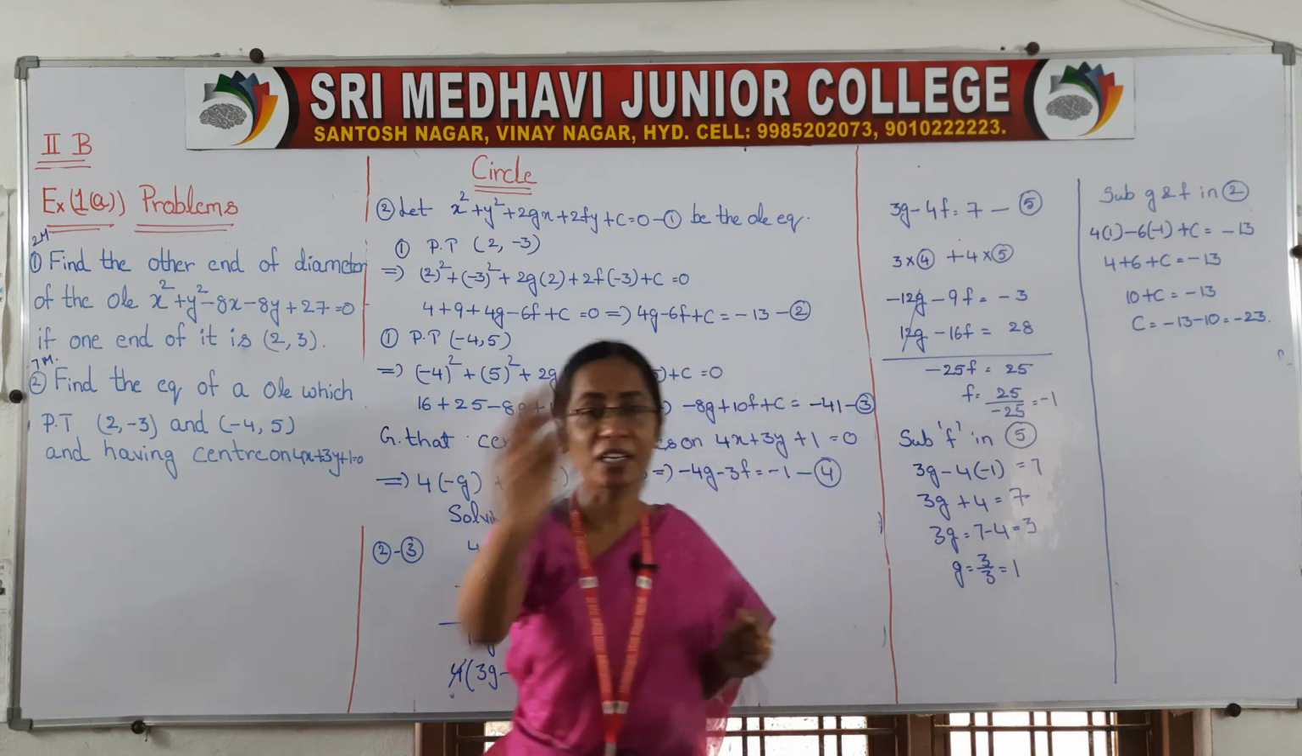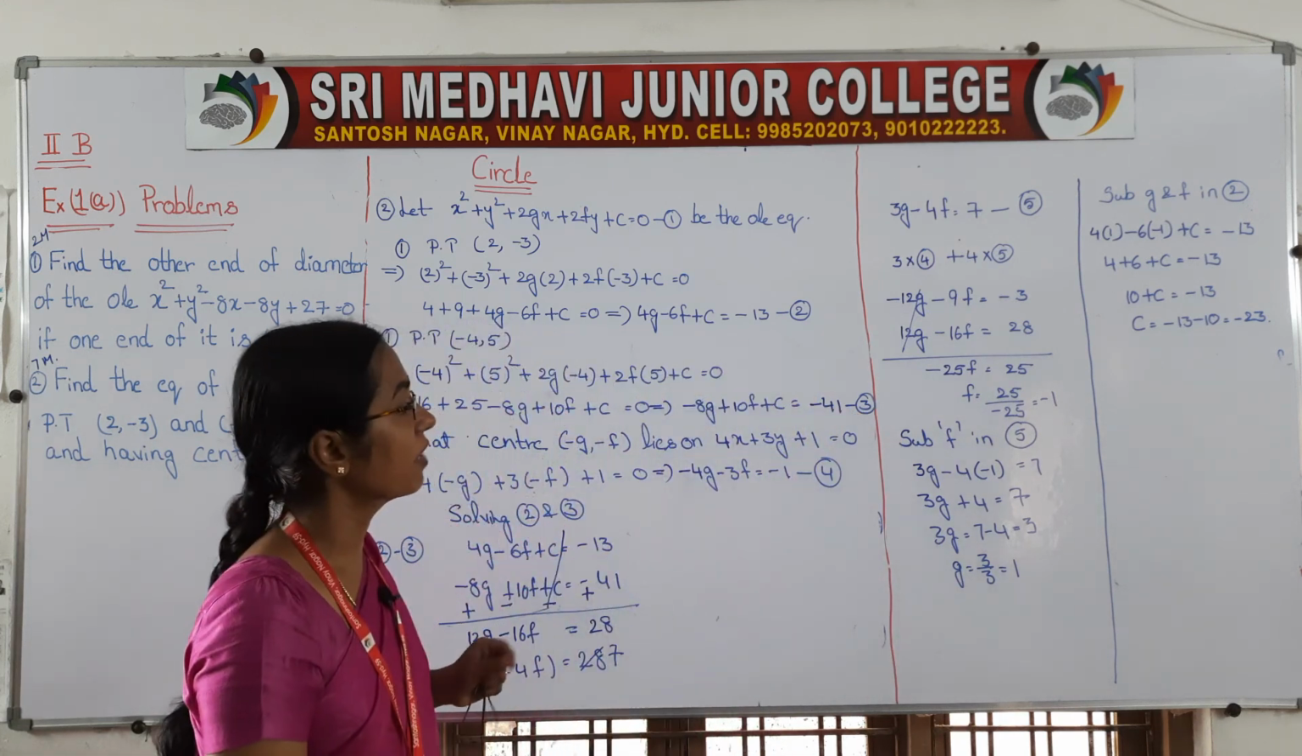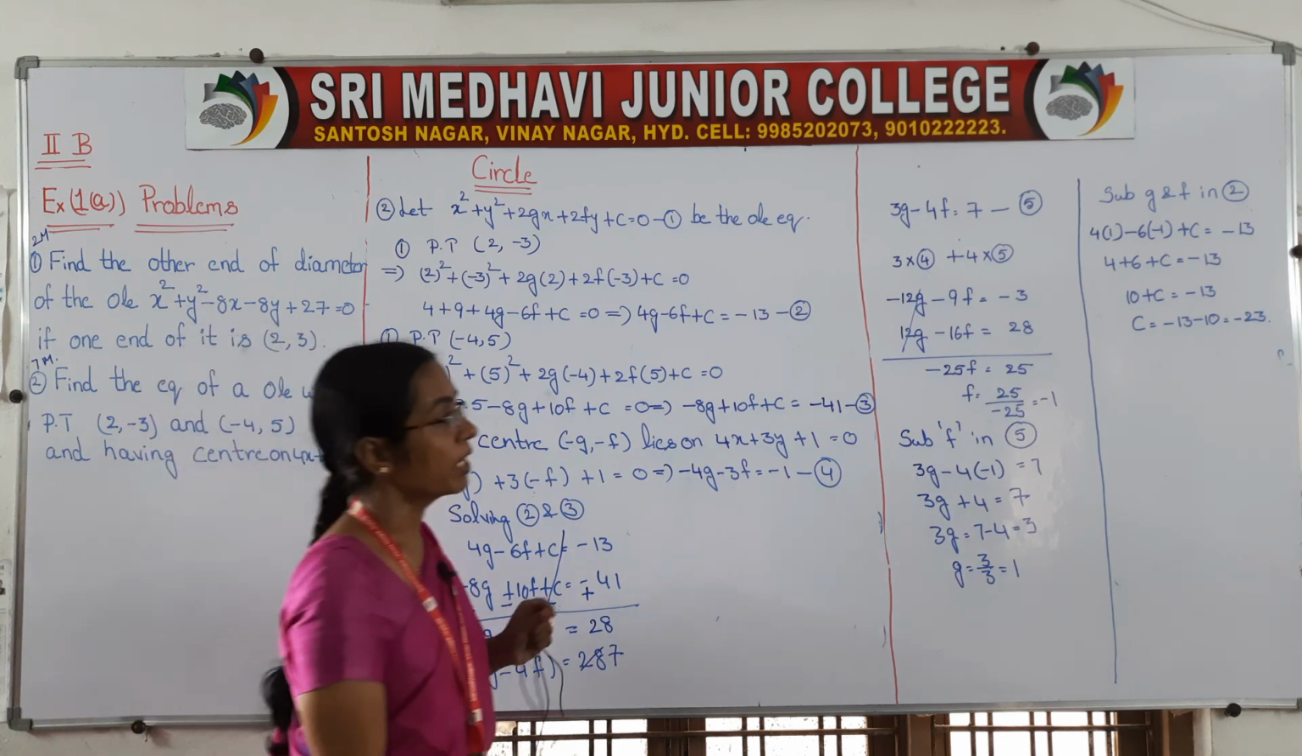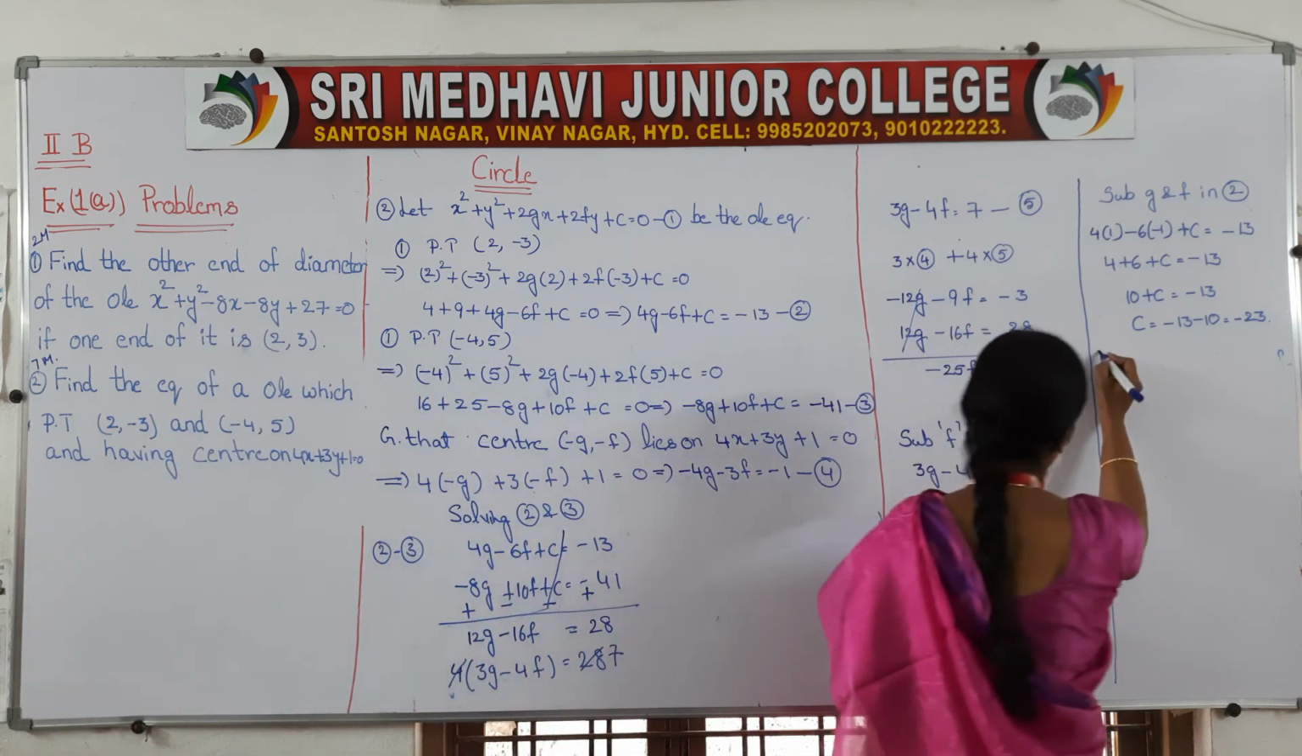You got all the required values. Once we got all the required values, just substitute in equation number 1. That will be your required circle equation.